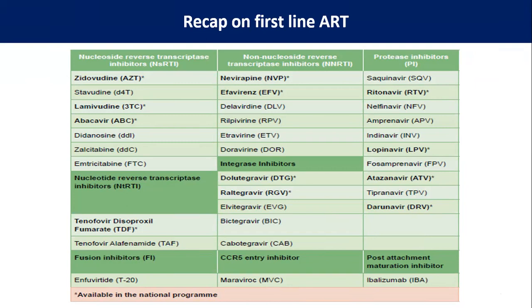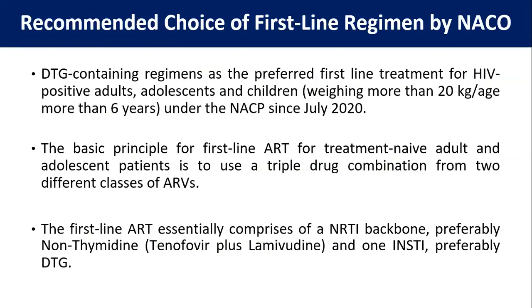And the protease inhibitors, as we discussed earlier, are ritonavir, lopinavir, atazanavir, darunavir. And there are some experimental drugs like post-attachment maturation inhibitors, which are also not available under the national program. Now, once we have discussed the different types of antiretrovirals that are available under the national program, let us now discuss the recommended first-line ART by NACO.